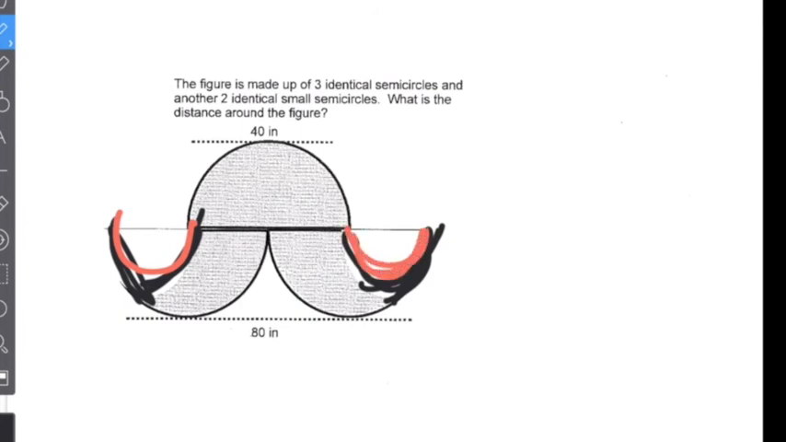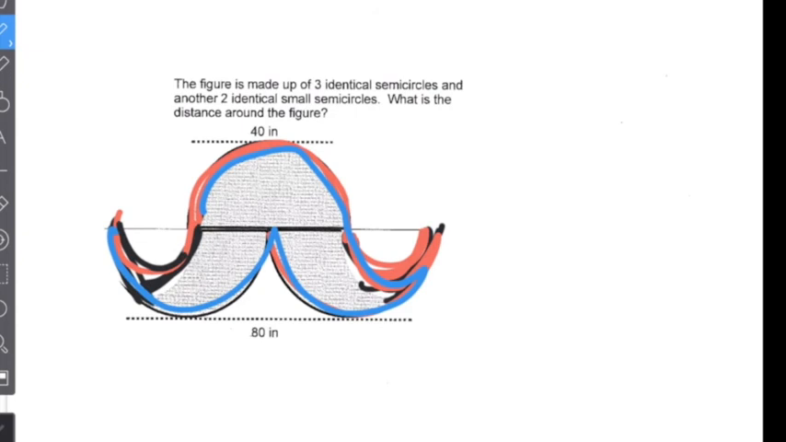What we need to do is find the distance around, so we're going to try to find the circumference. To do this, I need to go around here, around this other semicircle. There's one semicircle right here, then another semicircle here, and then another semicircle here. But there's also a little semicircle and a little semicircle. So what you're going to do is figure out the 3 big semicircles and then add that to the small ones.